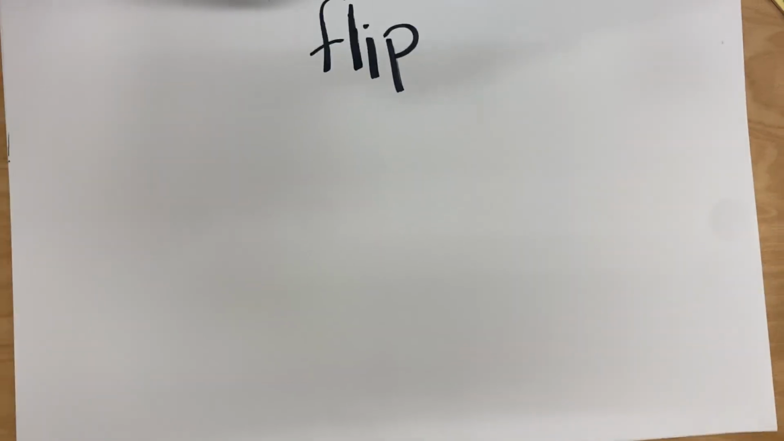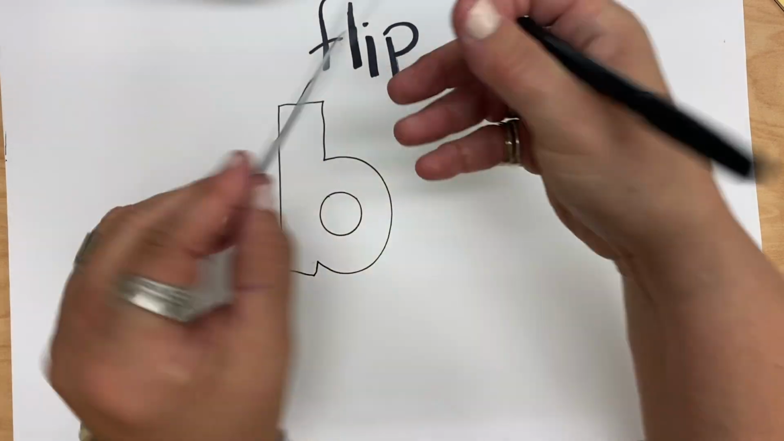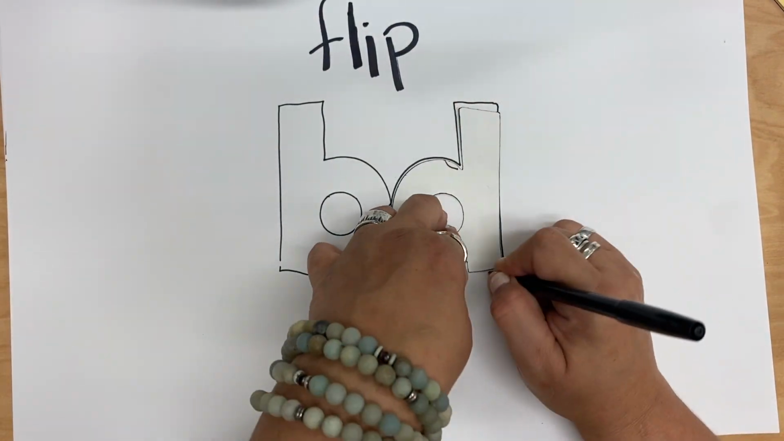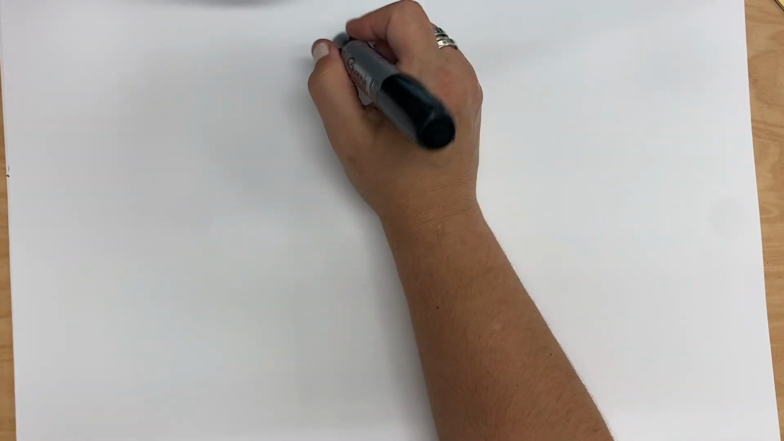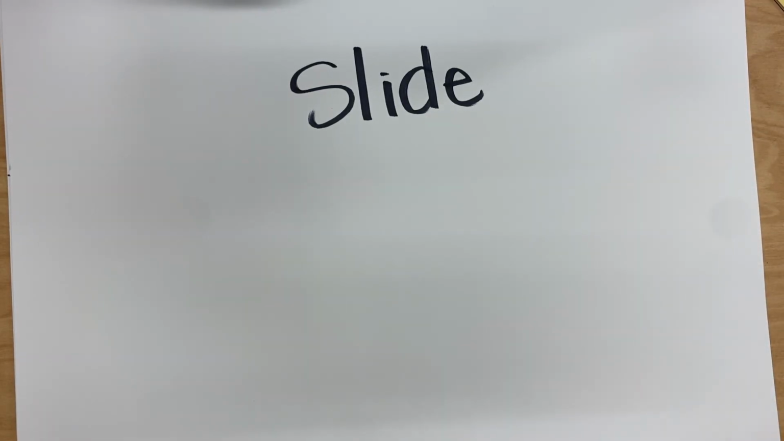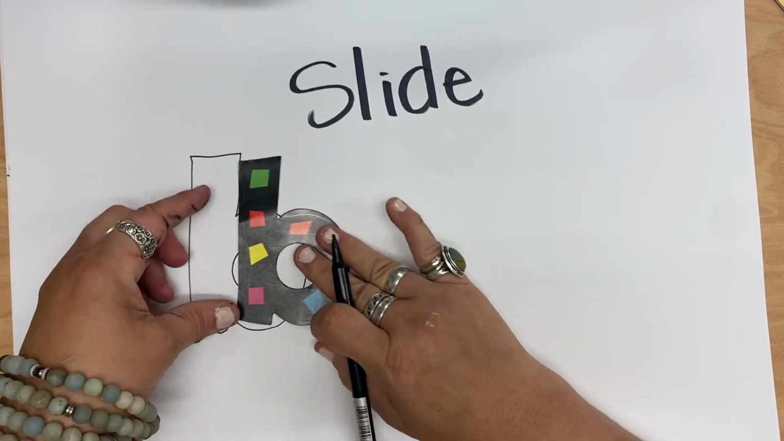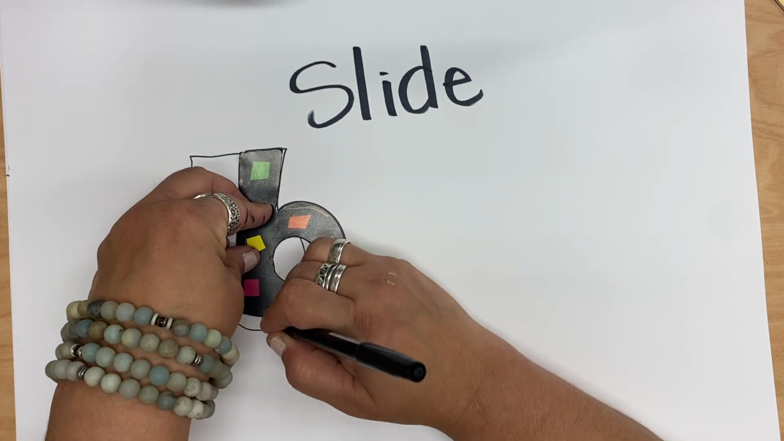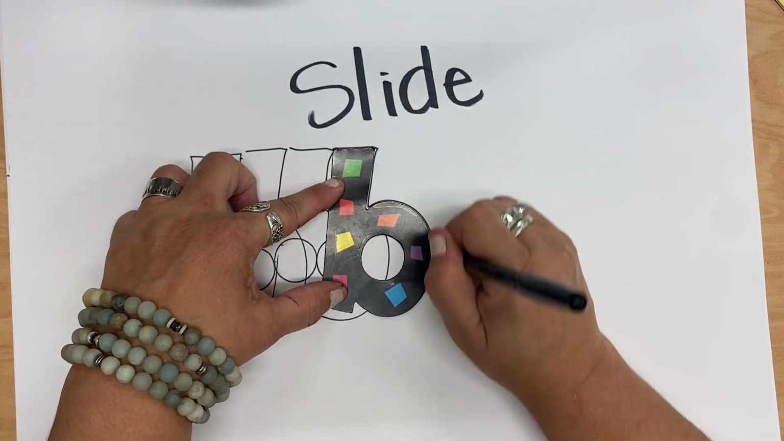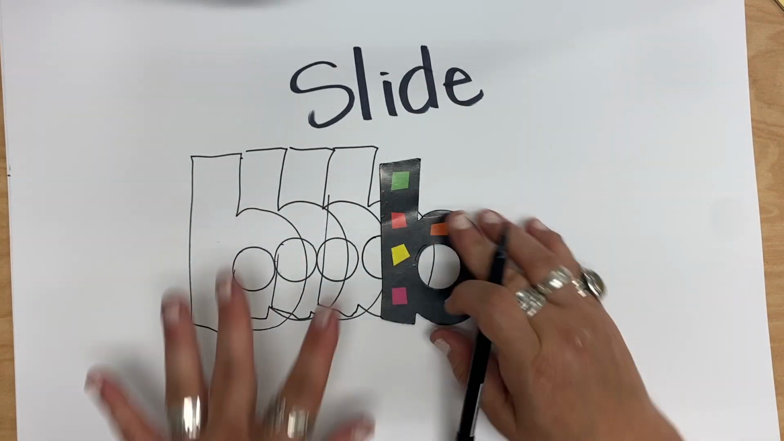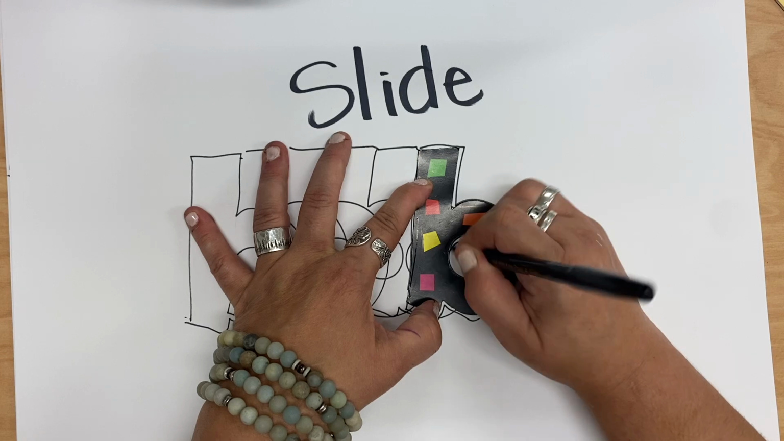So first, let's learn what a flip is. Flip is when you take a shape and you flip it and you trace it, and that is how you get the flip of each shape. Now, what is slide? A slide is when you take a shape, you slide the shape slightly and trace it again and again and again and so on. What a cool design.